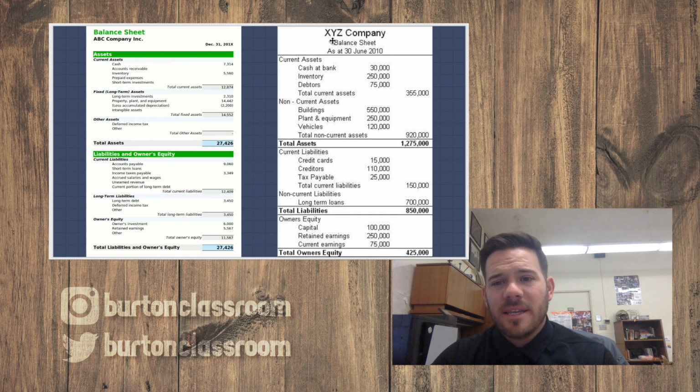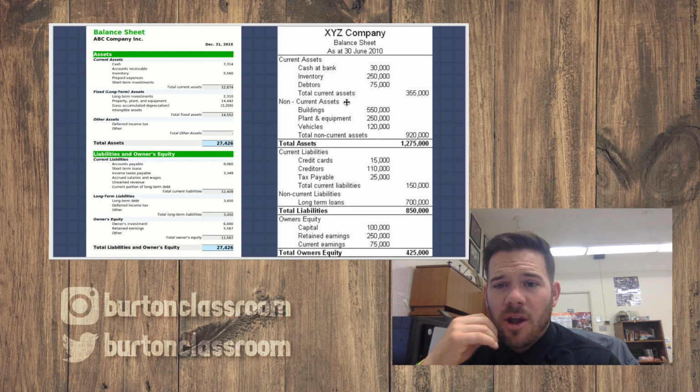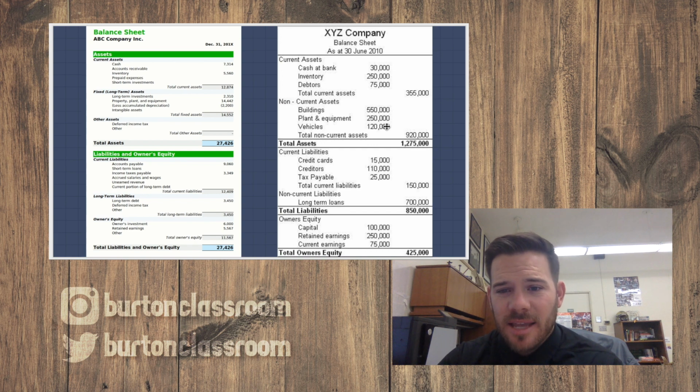Here you go. Here's XYZ company. So we're looking at that, cash at the bank. So again, they can go and get that inventory, debtors, all of that. So people that owe them money. Then you have non-current assets, so building, plant, equipment, vehicles. Very, very good. I really like this example. I like this one as well, but the XYZ is really, really nice.